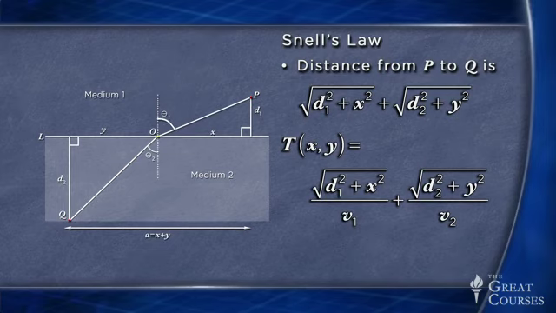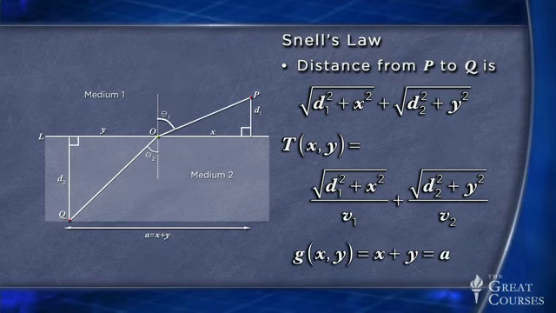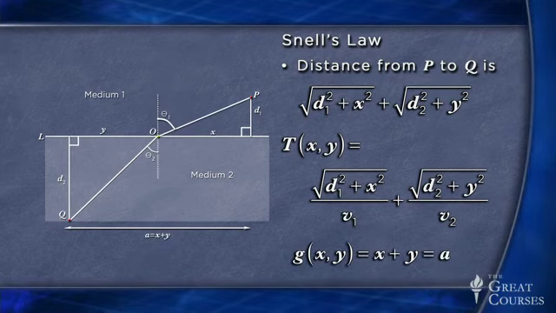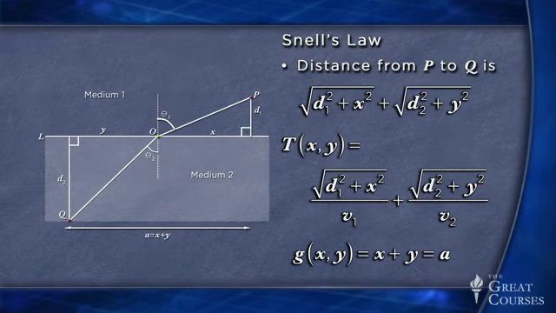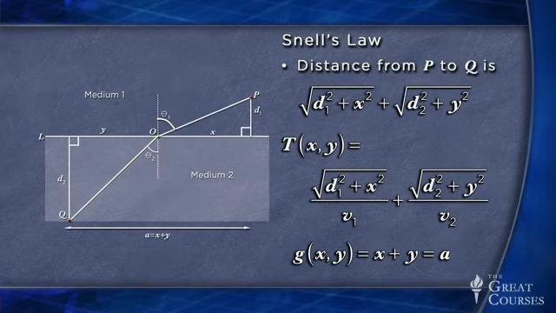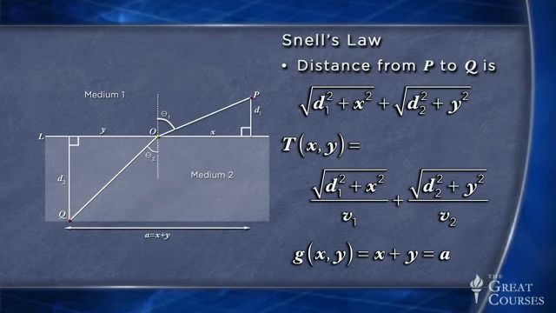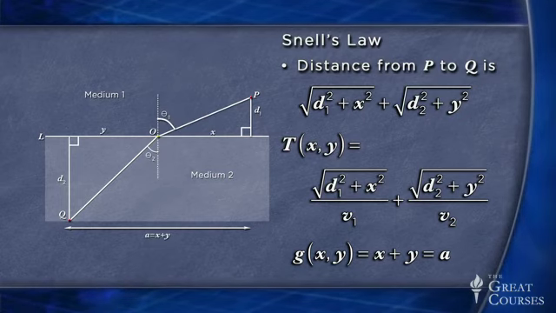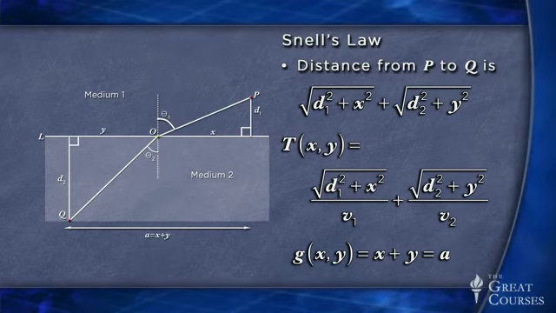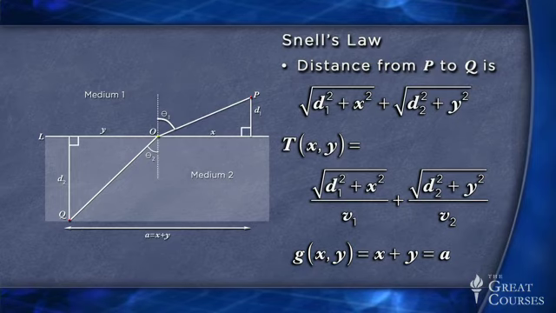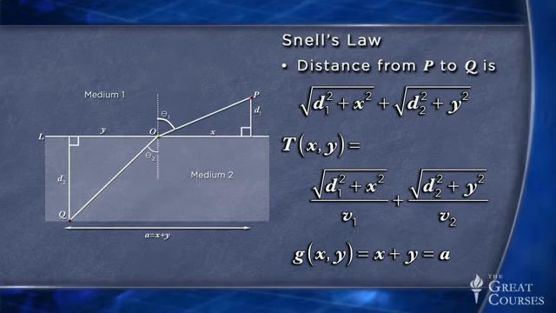But there's a constraint. G of x y, x plus y, has to be a constant a. So this is a perfect problem for Lagrange multipliers. We have a function that we want to minimize here. We want to minimize the time, not maximize it, minimize the time, and there's the formula for it, subject to that constraint. In this formula for t, all the quantities are known.